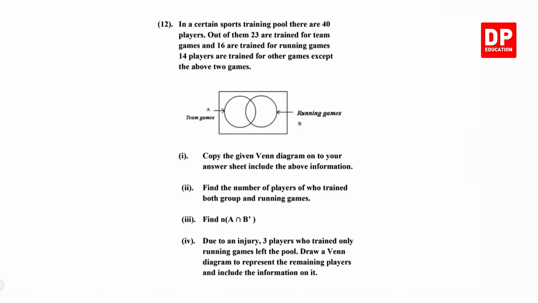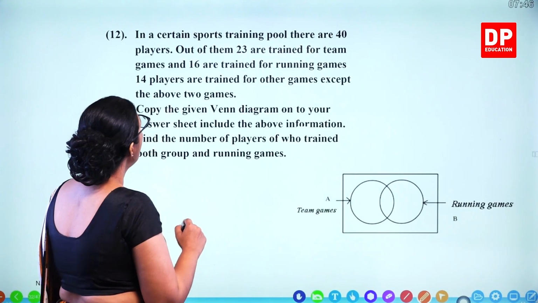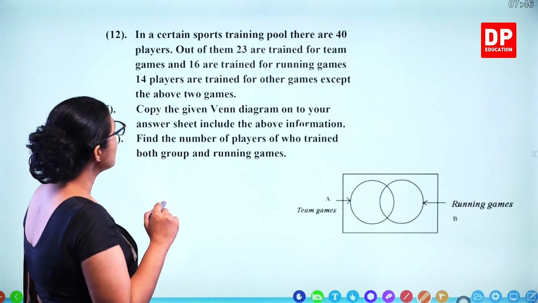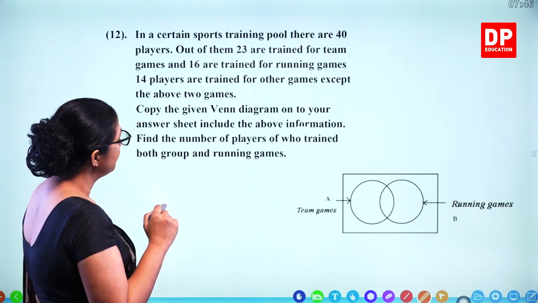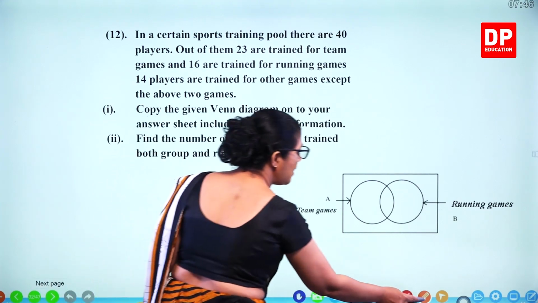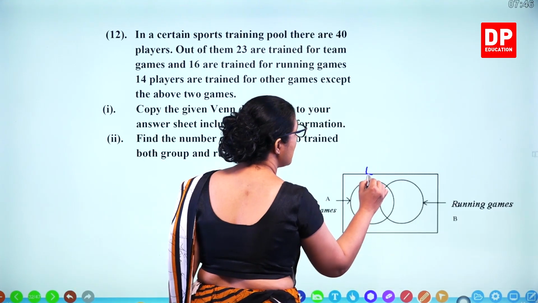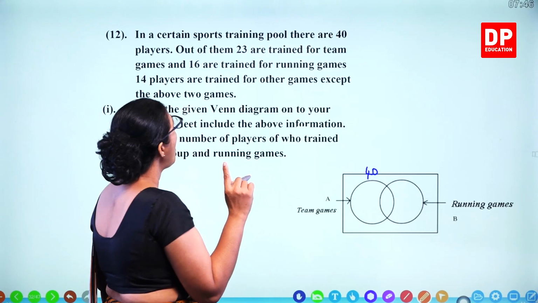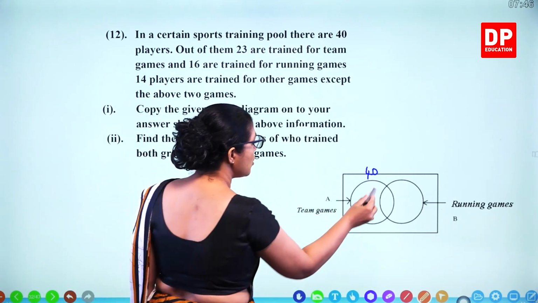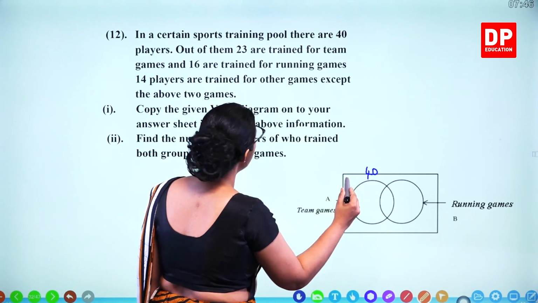Question number 12. That's the last question in this paper. That's about Venn diagrams. In a certain sports training pool, there are 40 players. Out of them, so that means 40 is here. 40 players are there. Out of them, 23 are trained for team games. So team games is there. So how many? 23.